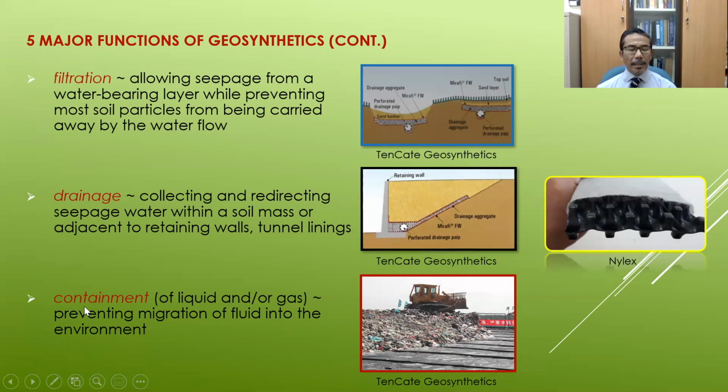The fifth function is containment. This is to contain or to store liquid or gas. Normally, it's used in landfill facilities or in water reservoirs or retention ponds. If the geosynthetic materials are being used as a liner in the landfill facility, this geosynthetic material will prevent the migration of leachate to the environment. So those are the 5 major functions of geosynthetic products.